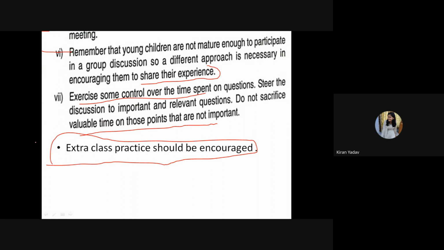A teacher should encourage them to do their practice at home, and let them know that the teacher is there to help them if they need any help or have any doubts in their self practice, they can ask.